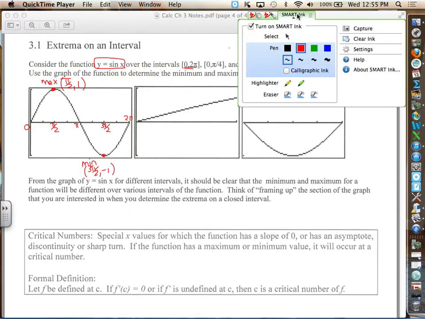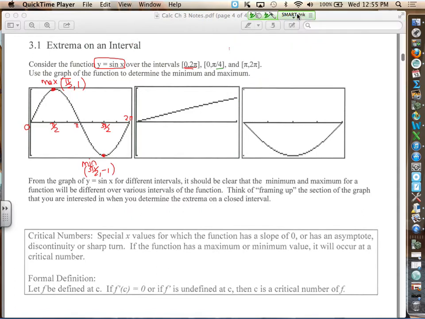If you look at the next graph, the next graph only goes from 0 to pi over 4. So this point right here on the end is 0, 0. That's a minimum. And at this end here, if I plug pi over 4 into sine x, I'm going to get about 0.707, or 1 over root 2 if you use an exact value. And that's the highest point on that graph.